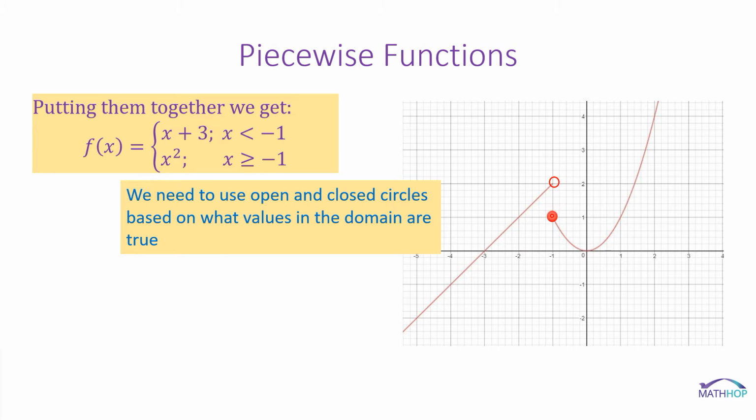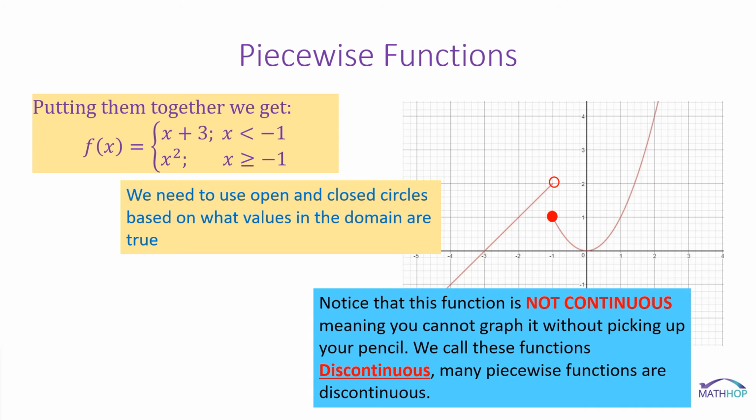Normally, we see graphs of functions, and they are nice, smooth, continuous functions. We can draw them without picking up our pencil. This is not that case. This function is not continuous. You cannot graph it without picking up your pencil. We call these functions discontinuous. Many piecewise functions, not all, but many, are discontinuous.